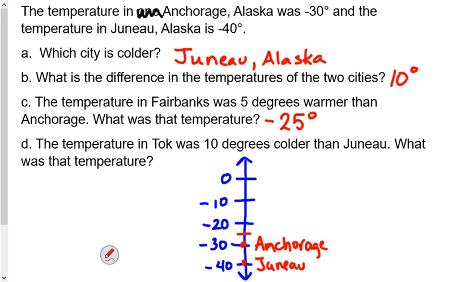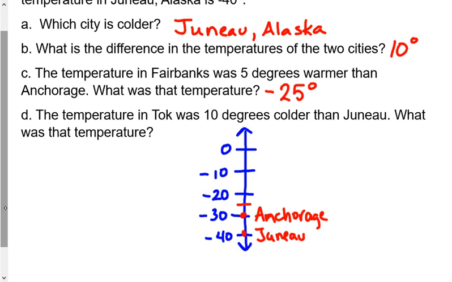The temperature in Tok was 10 degrees colder than Juneau. What was that temperature? Well, I know it's not a temperature I want to be at, but if we look, that means we have to go down 10 degrees from Juneau. So we're going to go all the way down here to negative 50 to get the temperature in Tok. So the temperature in Tok, Alaska would have been negative 50 degrees.